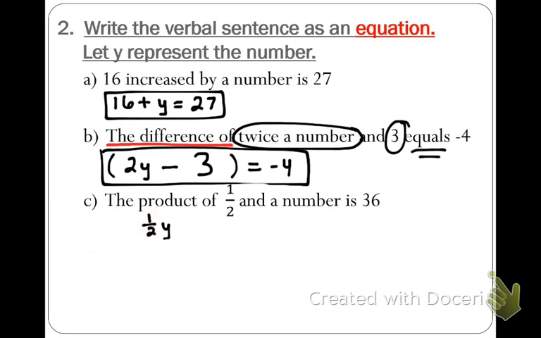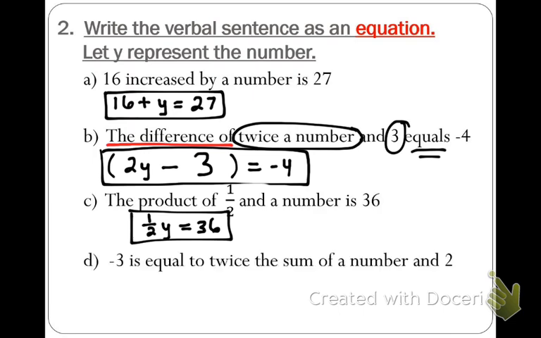So, Asia, keep going for us. We have 1/2 y, then what? Then there's an is, so it would be equal. Good job, because is means equals. And then you put 36 after the equals. Very good job. So the product of 1/2 and a number is 36 is the same thing as 1/2 y equals 36.